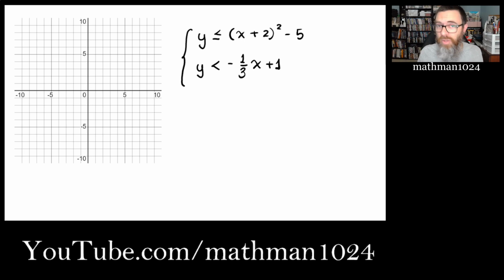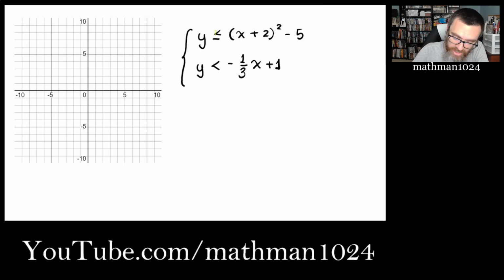When it comes to inequalities, though, a system of inequalities, you've got to find the shaded region that is true for both of them. So we have two inequalities here. We're going to graph them one at a time, and then we're going to see where they overlap. What region do they have in common?